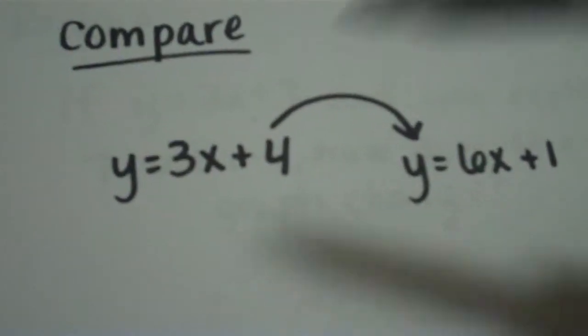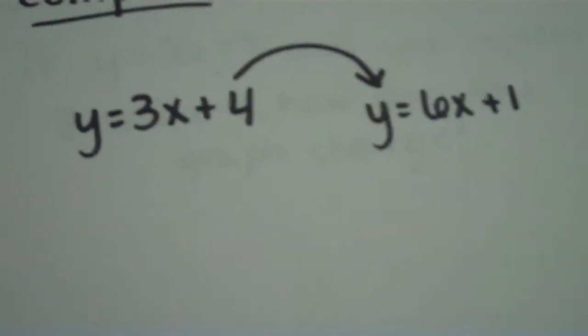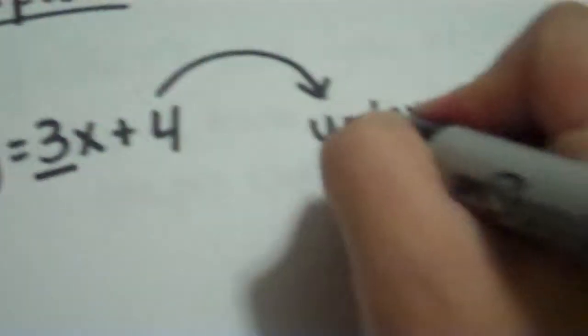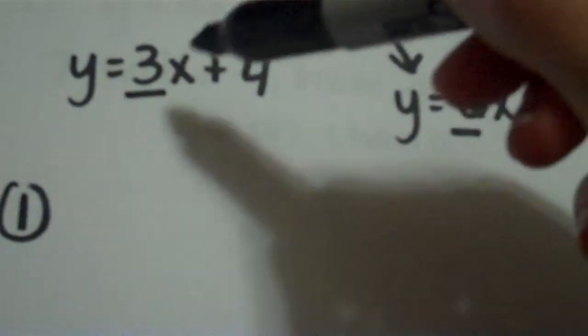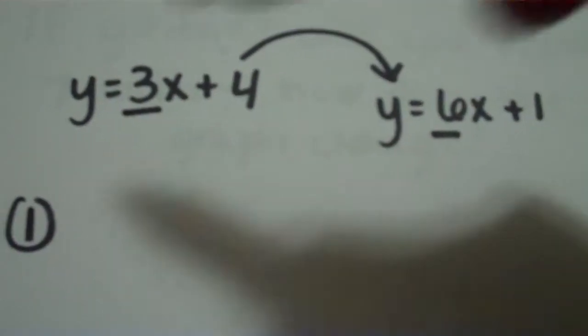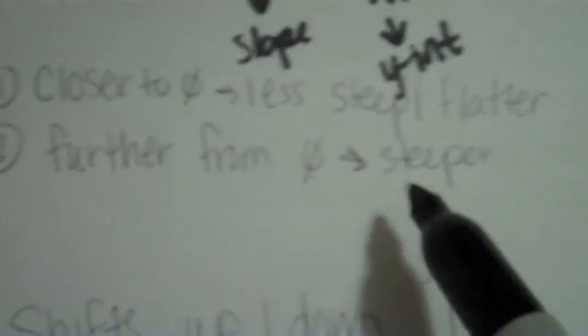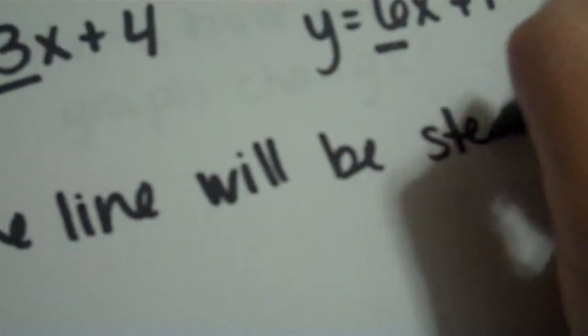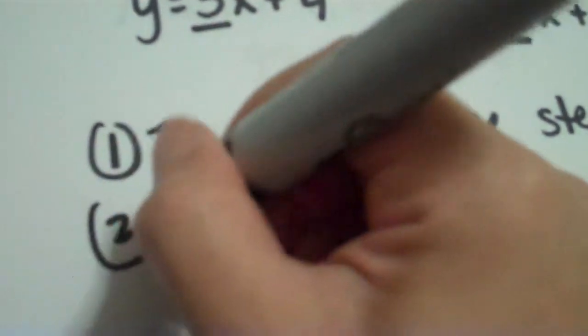And if you remember when we've done this, we have to compare two things. We have to compare the slope and the intercept. So let's look at the slope right now. I'm going to put a little 1 here. The slope was 3, and now it's 6. So it was 3, now it's 6. Did it get closer to 0 or further from 0? Well, it got further from 0, right? So remember, further from 0 is steeper. So I'm going to put the line will be steeper.